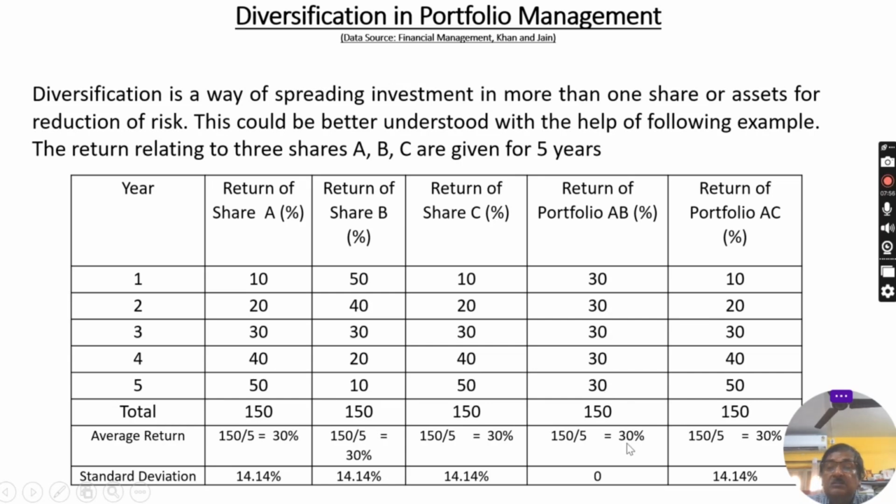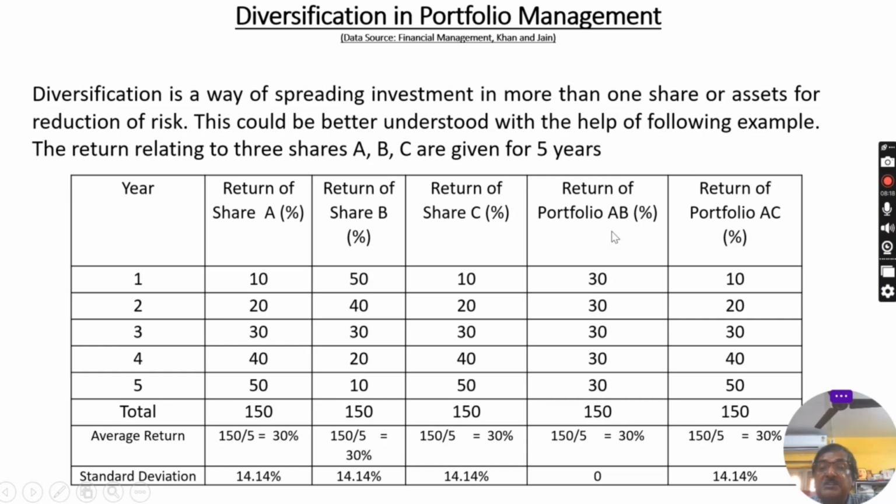But what is the advantage here? You see, here the risk is 0. There is no standard deviation. The standard deviation is 0. There is no deviation. Every year the return is 30%.